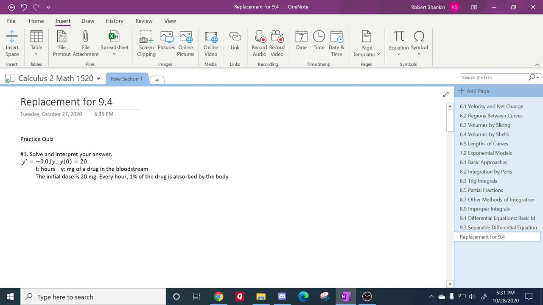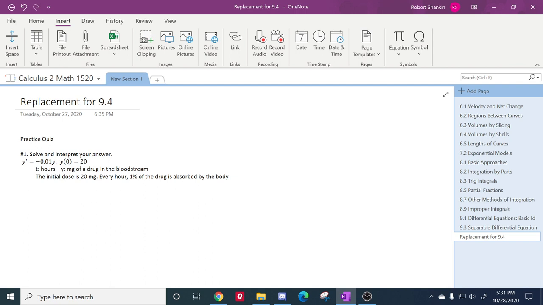So today we're doing a replacement for section 9.4 in the textbook. It's not a very good section. It's kind of that topic, I have better stuff than what's in there. So that's why it's called replacement for 9.4. And the practice quiz, these are some things that we didn't get to last time in class.